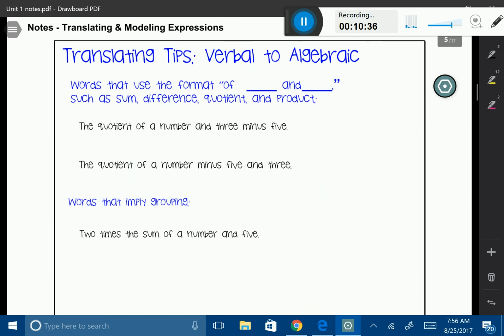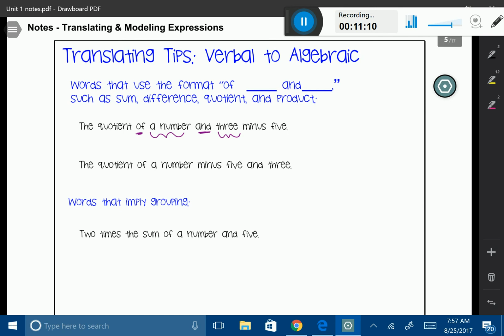Okay. Now, there are a couple tricky ones that I wanted to address separately. The first one is words that use the format of something and something, such as the sum, difference, quotient, or product. What I mean is this. Let's look at the first one. The quotient of a number and 3 minus 5. You'll notice that I have that "of" and "and" in there. Of something. Of what? Of a number. And what? And 3. So the quotient of a number and 3 minus 5.